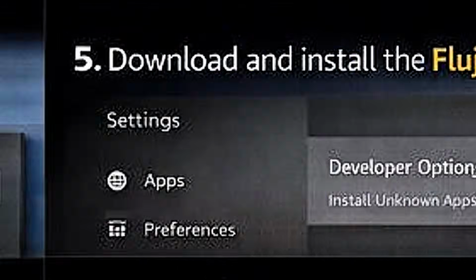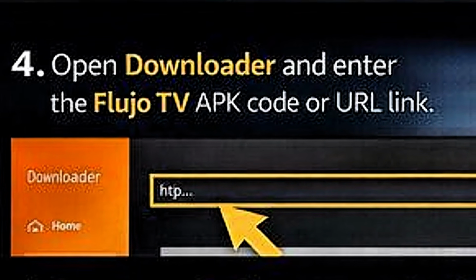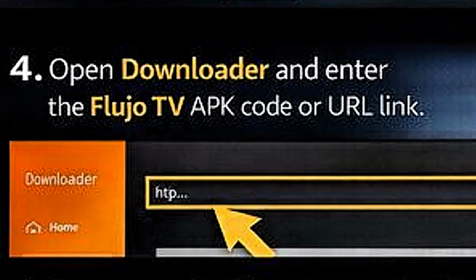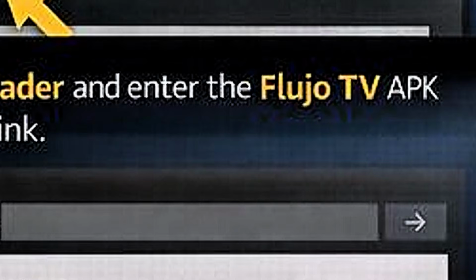After enabling it, open the Downloader app. In the URL box, type in the APK code or the official Flujo TV website link. Once the website loads, scroll down and find the Download button. Select it and wait for the Flujo TV APK file to finish downloading.